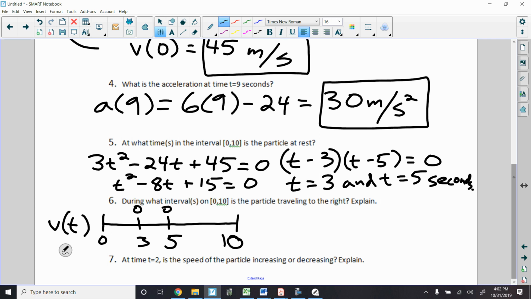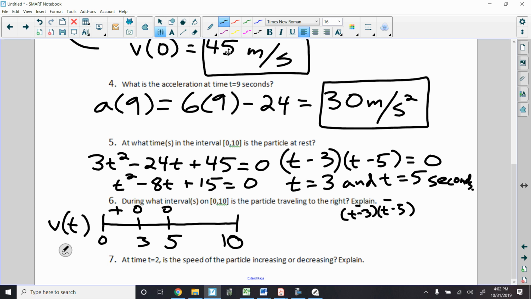So I'm going to first pick a number between 0 and 3, right? And I can include 0 here. In fact, if you look up to question 3, I already found v of 0 was 45. So I already know that that first region is positive. Or we can plug it into this factored form here of t minus 3, t minus 5. If I plug in the number 0, I'm going to get a negative number here and a negative number here. A negative times a negative is a positive.